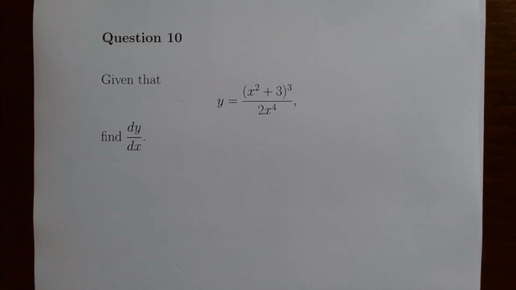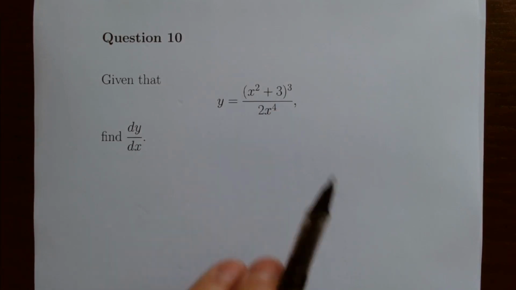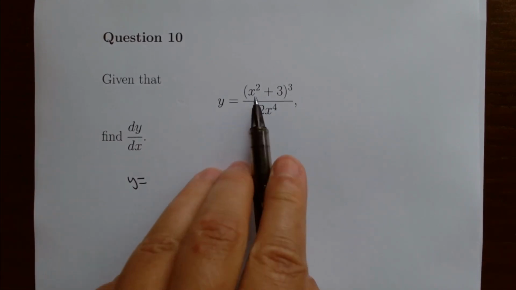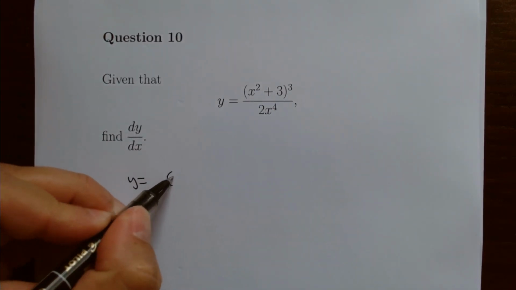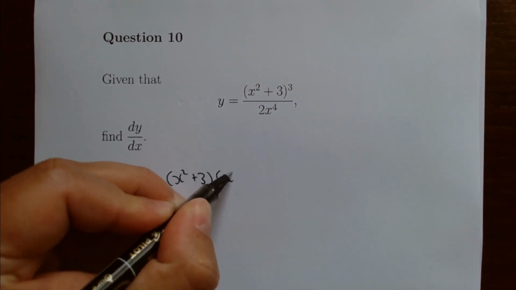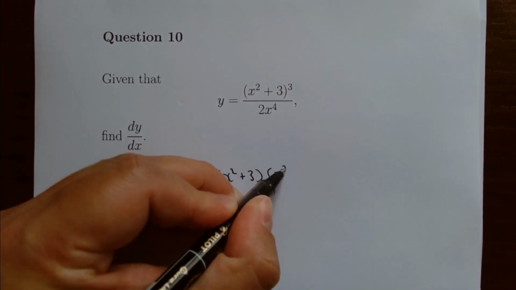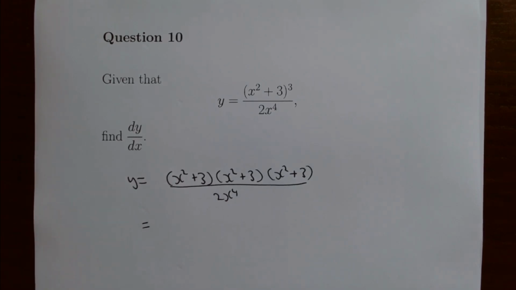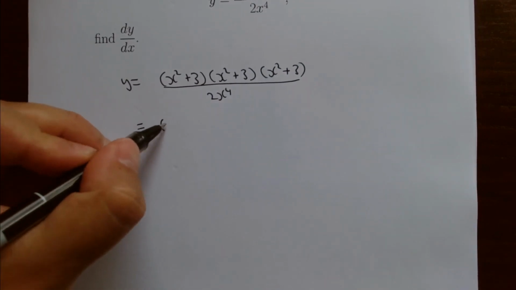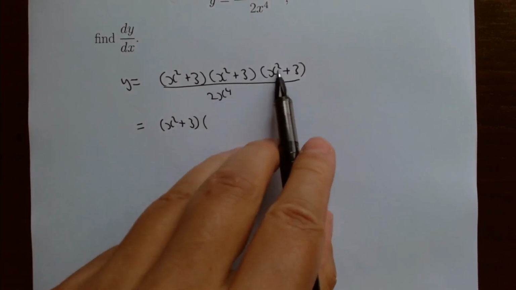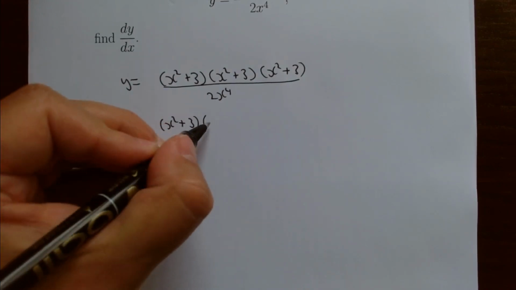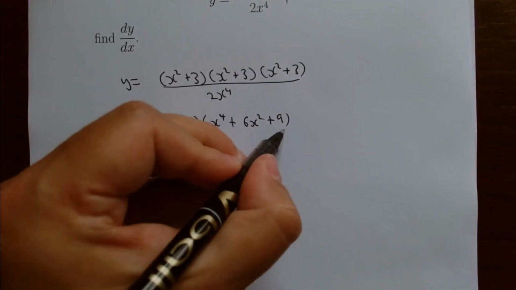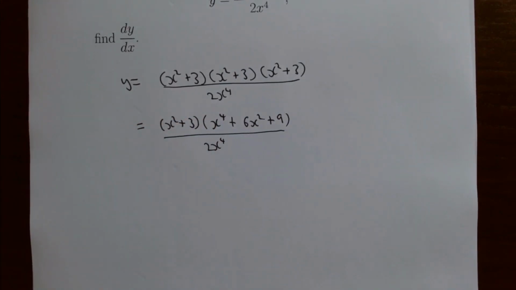Okay, question number 10. We need to differentiate this fraction. So we begin by expanding and simplifying. So we have y equals, so we expand the triple brackets. I'll write it out. That's all over 2x to the 4. So I'll expand the second two brackets first. So you get x to the 4 plus 6x squared plus 9. That's all over 2x to the 4.